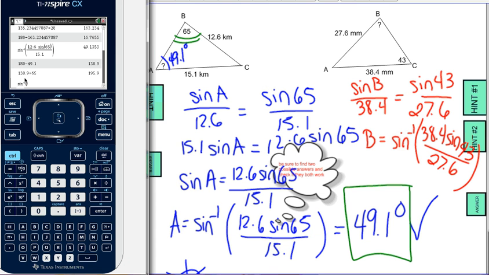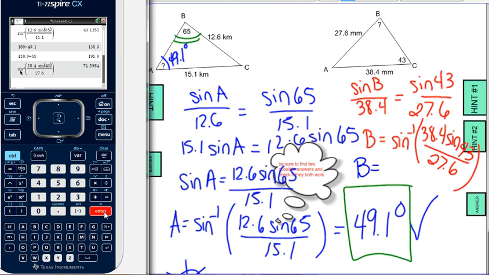So sine inverse of 38.4 times the sine of 43 and divided by 27.6. And that gives us 71.6 degrees. So B for sure is equal to 71.6 degrees. So that's for sure one of our solutions.